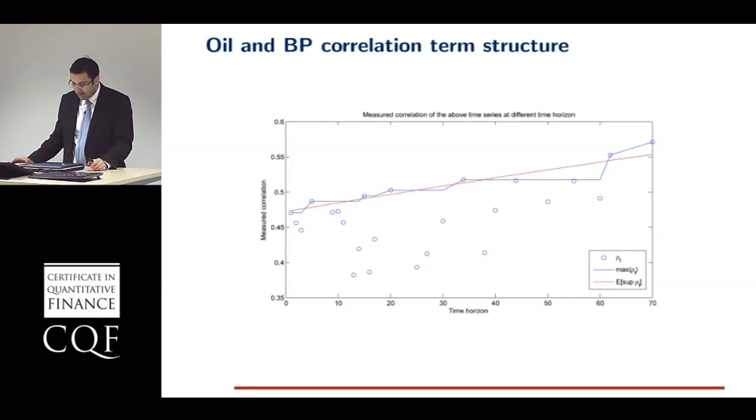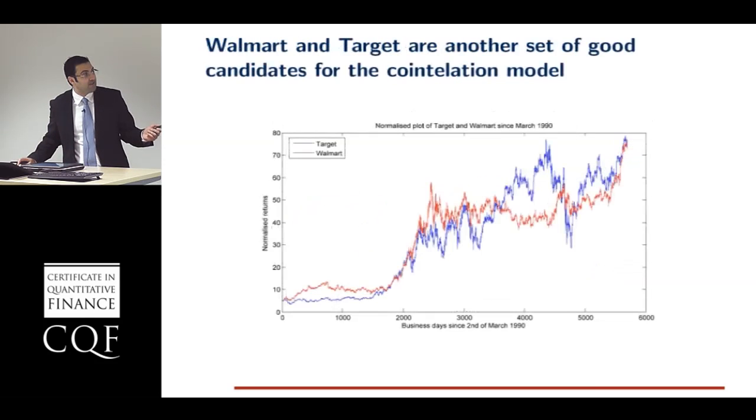So in here we have plotted the max function in blue, and we have also plotted the soup function after estimating the parameters of the Cointelation model, and we can see that the max and the soup function are very, very close to each other. So the very first point of the definition is verified.